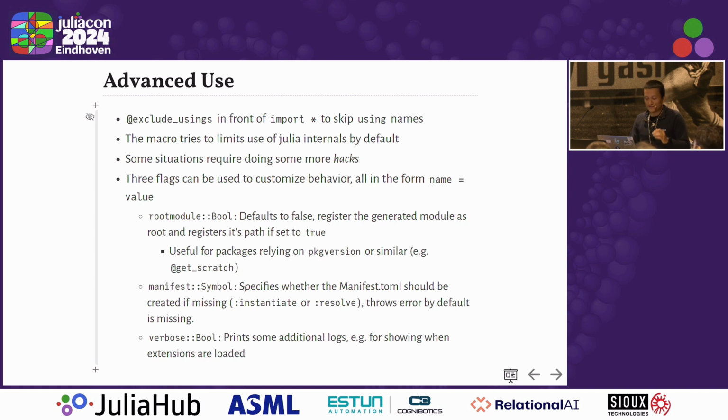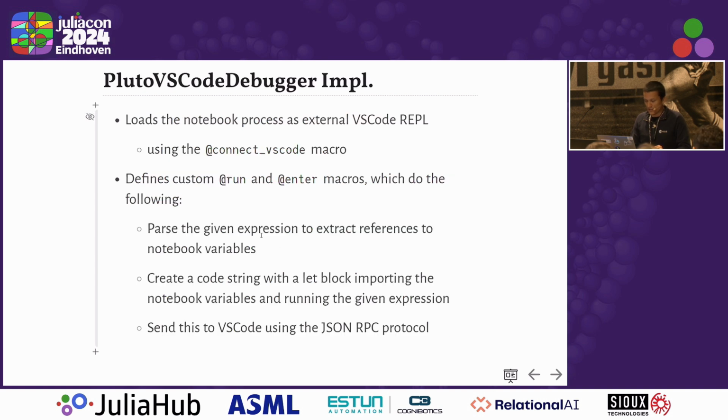By default, if the local package does not have a manifest, it will throw an error. But you can also override this so that if it doesn't find a manifest, it calls instantiate in the package environment. And then there is this other flag for verbose printing, but that's a small thing.